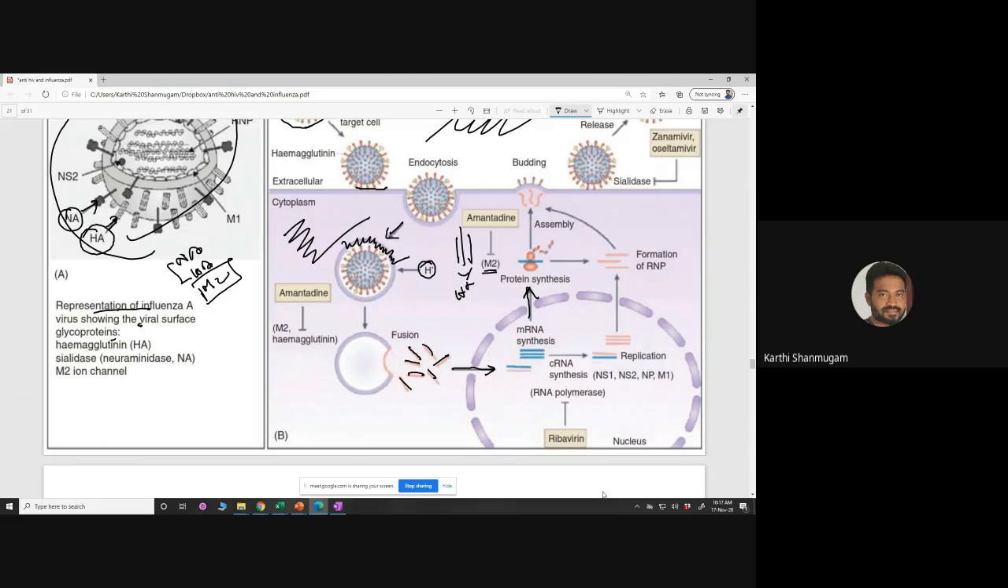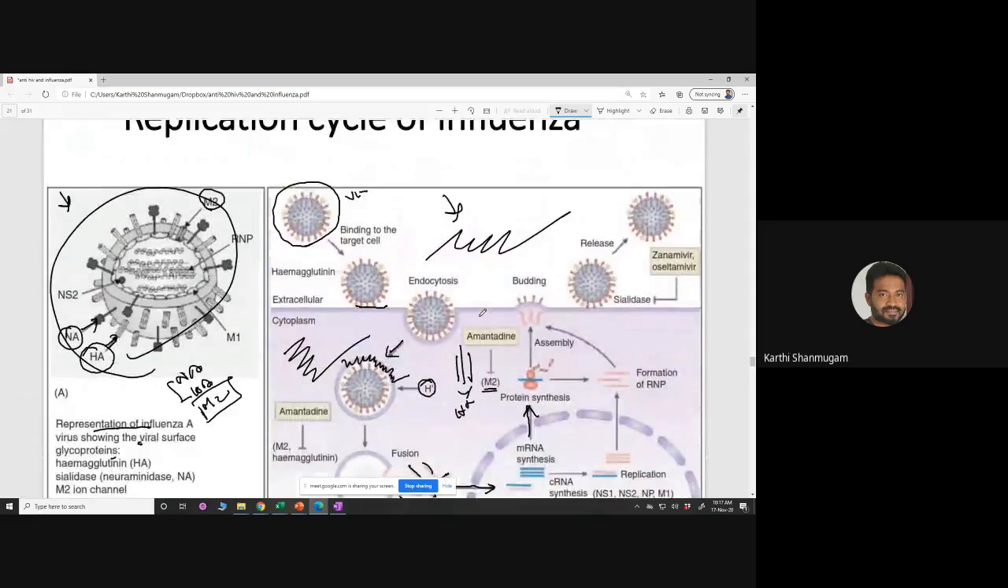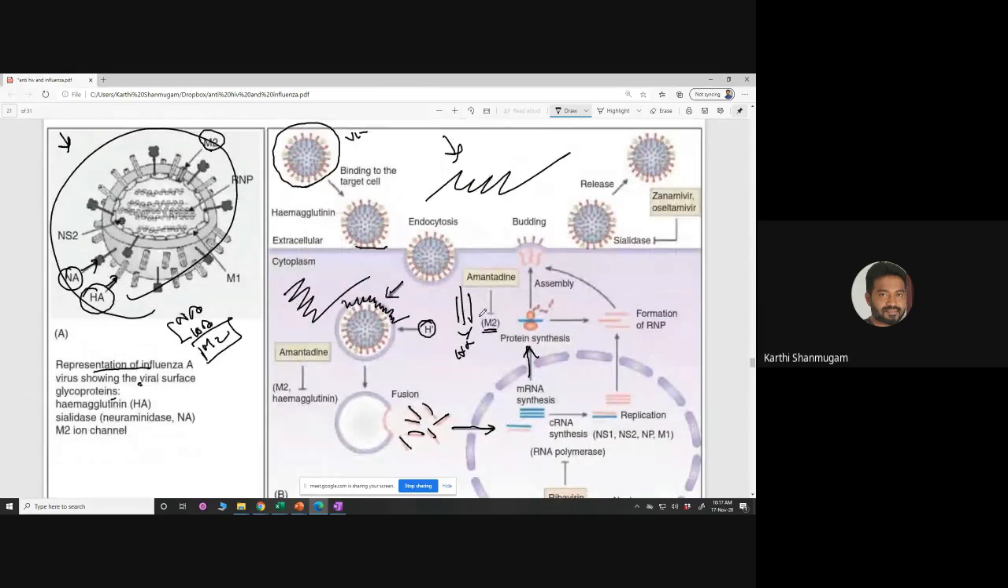So whatever is required, assembly takes place here. Whatever proteins are needed, whatever genetic material is needed, all are assembled together. Then the budding process takes place and the virus particle is released. So this is the general mechanism of the replication or reproduction process of the influenza virus.